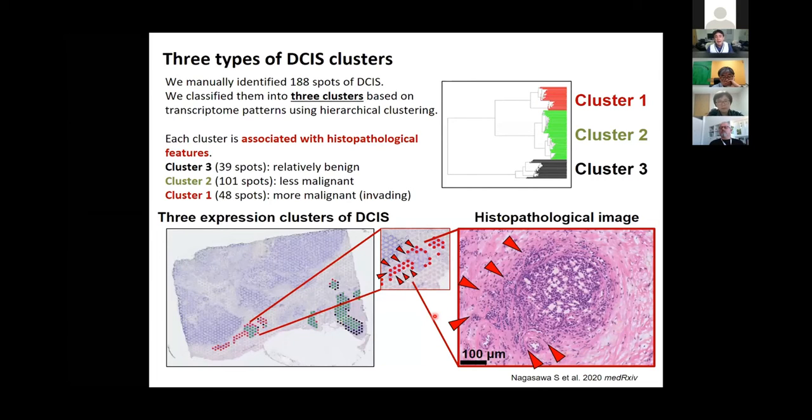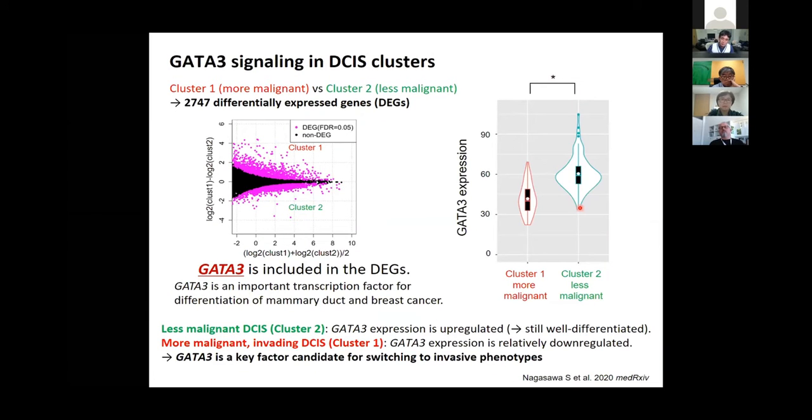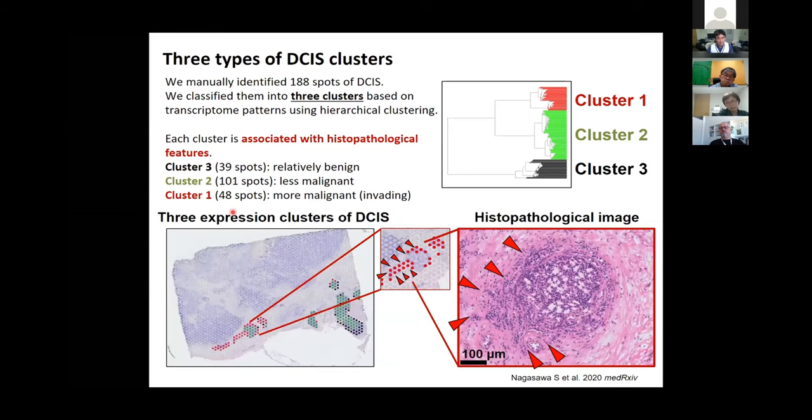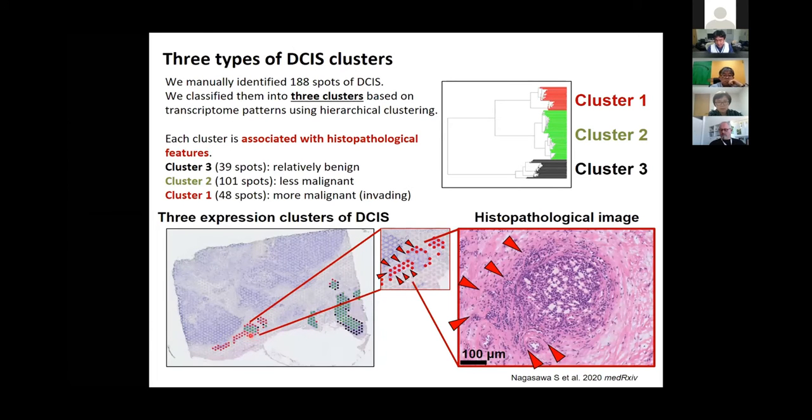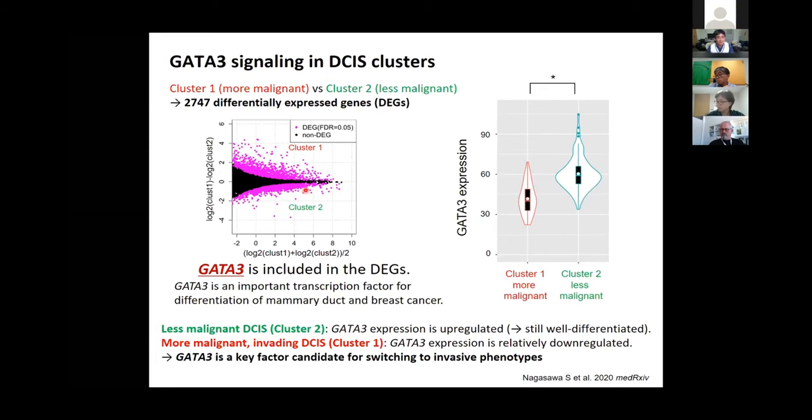So once we collected this clustering information, the following was a relatively straightforward gene enrichment analysis, and we found that cluster 1, which was just the invasive part, showed the transcriptome signature of GATA3, and actually the GATA3 expression was repressed compared to cluster 2, which was in the central part of this milk duct, as represented by the differential gene expression analysis.